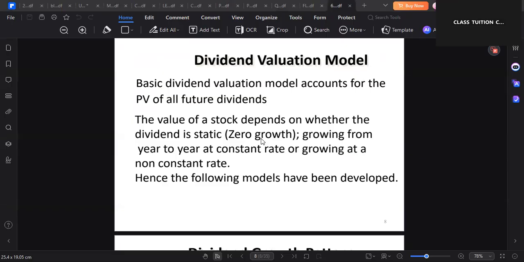We have three patterns we're going to look at: the zero growth, the constant growth, and the non-constant. The constant growth has a constant growth rate, and the non-constant has a high growth rate, and later on it goes into a stable mode. So we're going to start with the simplest, which is called the zero growth model.